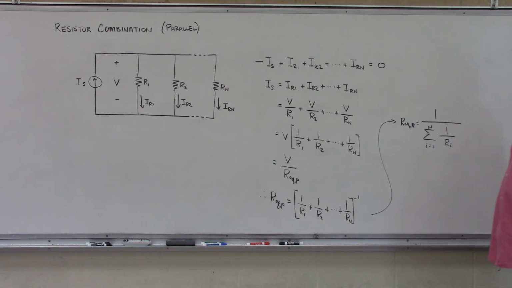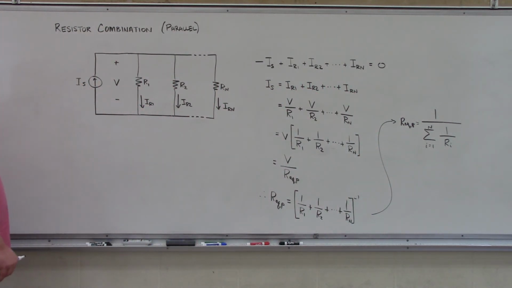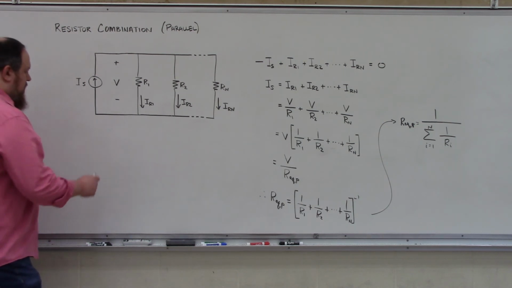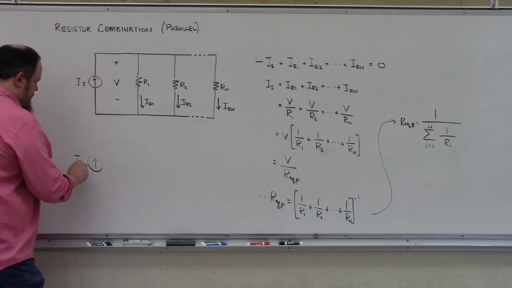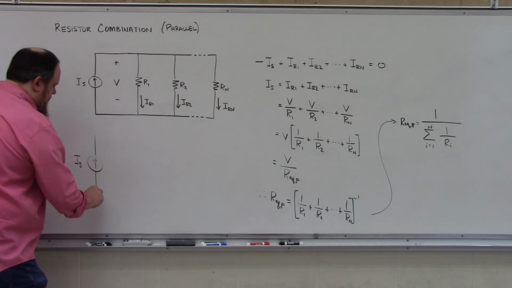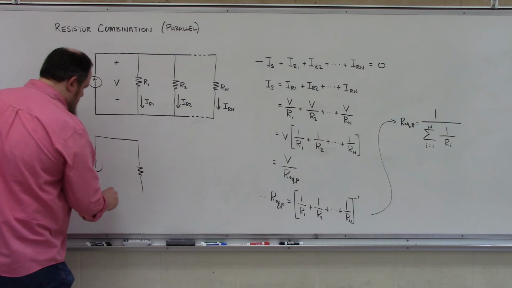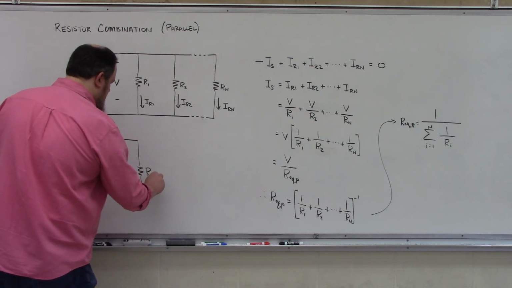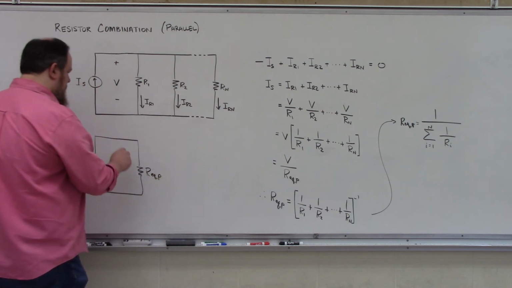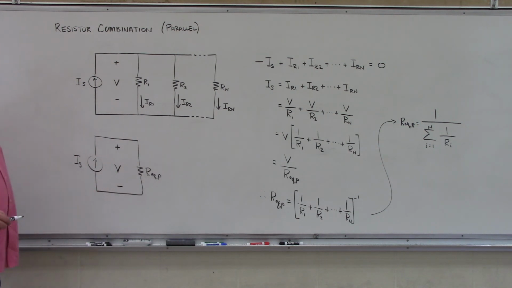So, finally, we can create an electrically equivalent simplified version of this circuit by simply having our current source, IS, connected in parallel to our resistance Req,P, and observe that the same voltage drop V occurs in both circuits.